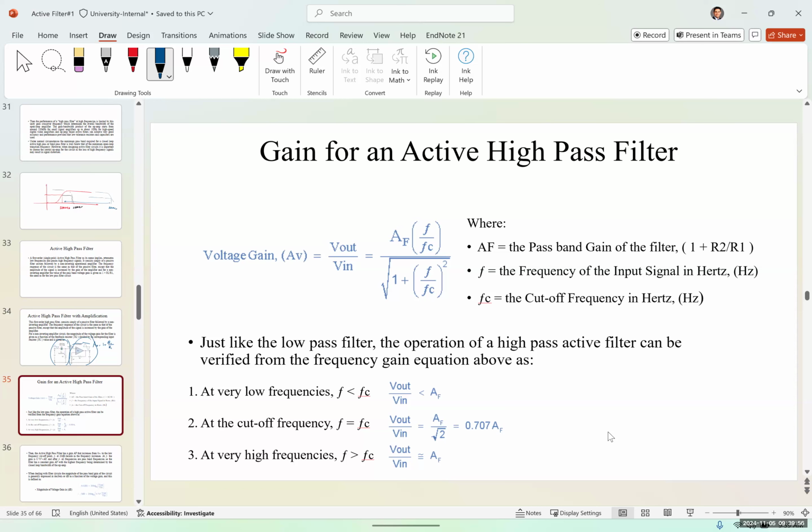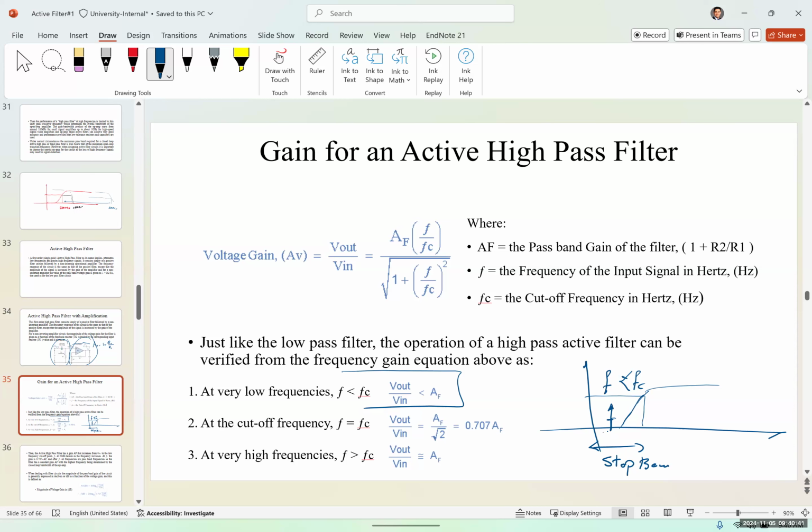So just like the low pass filter, the operation of a high pass active filter can be verified from the frequency gain equation. If F, the input frequency, is less than the cutoff frequency, in other words, if our input frequency is around here and our cutoff frequency is around, let's say, here, F is less than FC, therefore Vout over Vin would be less than AF. In other words, it's going to block this frequency. So this is going to be the stop band or the block band.